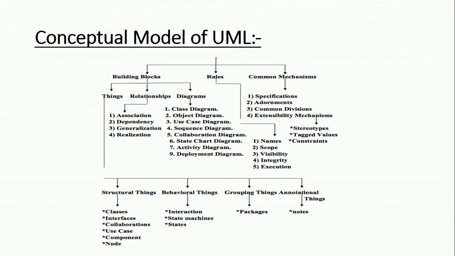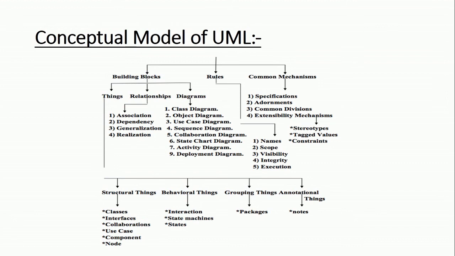Now the last one is deployment diagram. A deployment diagram in the unified modeling language models the physical deployment of artifacts on nodes. To describe a website, for example, a deployment diagram would show what hardware components exist, what software components run on each node, and how the different pieces are connected. So this is the deployment diagram.